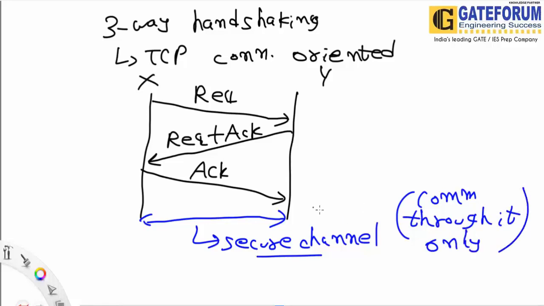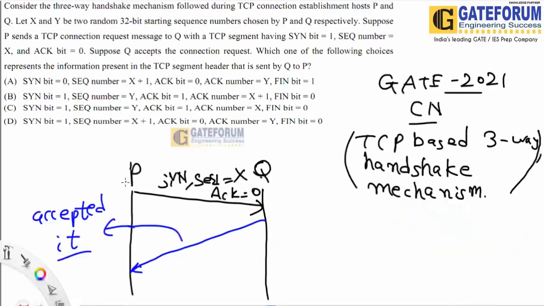Okay, so this is the concept related to the three-way handshaking basically. Now here the question being asked is that P and Q are establishing this three-way handshaking. P has sent a particular request in this format. We are having this SYN. SYN is for the request. They are showing that it's sending the request.